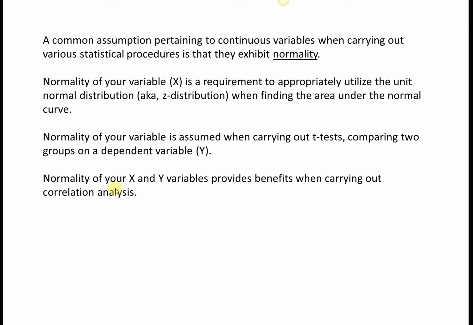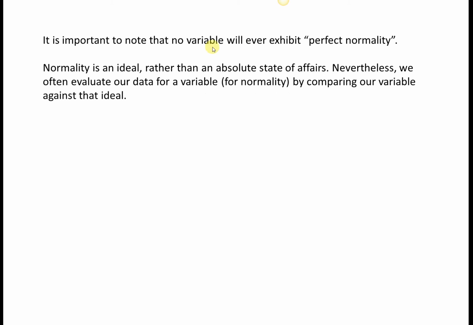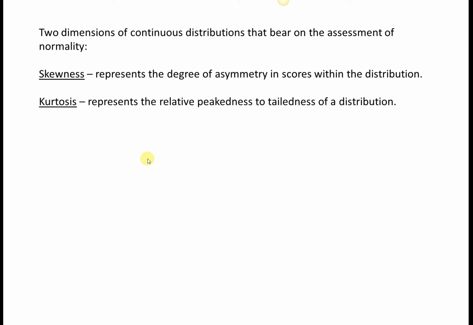In fact, your correlation analysis is hindered to the extent that your x and y variables exhibit different distributional shapes. So it's important to note that no variable will exhibit perfect normality. Perfect normality would be considered an ideal rather than an absolute state of affairs. Nevertheless, we often evaluate our data for a variable for normality by comparing our variable against that ideal.